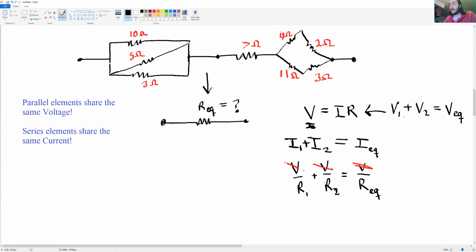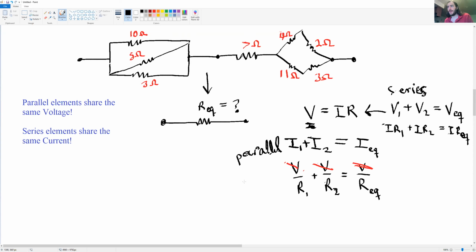Okay. Just replace V1 with I times R1. So I times R1 plus I times R2. And that's got to be I times REQ. And then boom, you can already see what formula you're supposed to use, right? So for series, they share the same current. For parallel, they share the same voltage. Okay. There's your tricks right there.